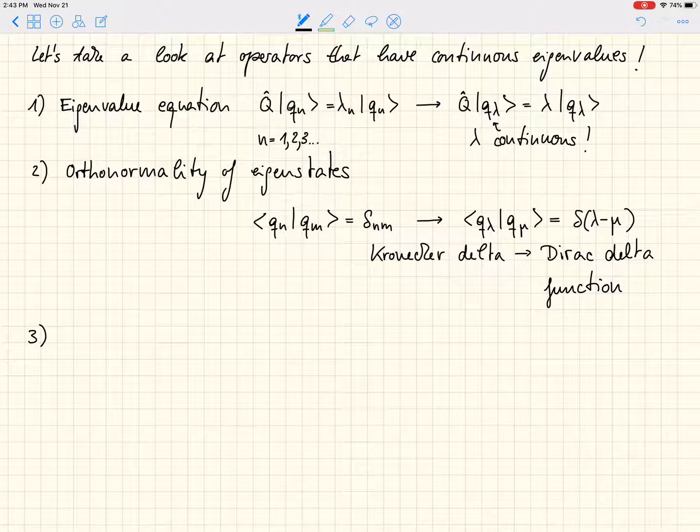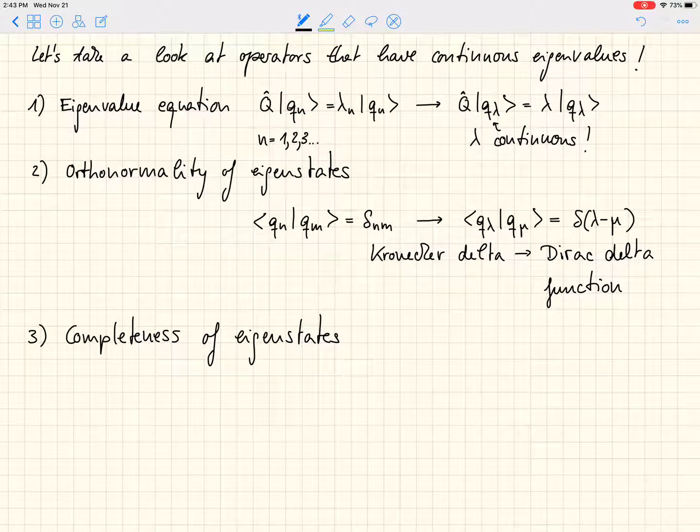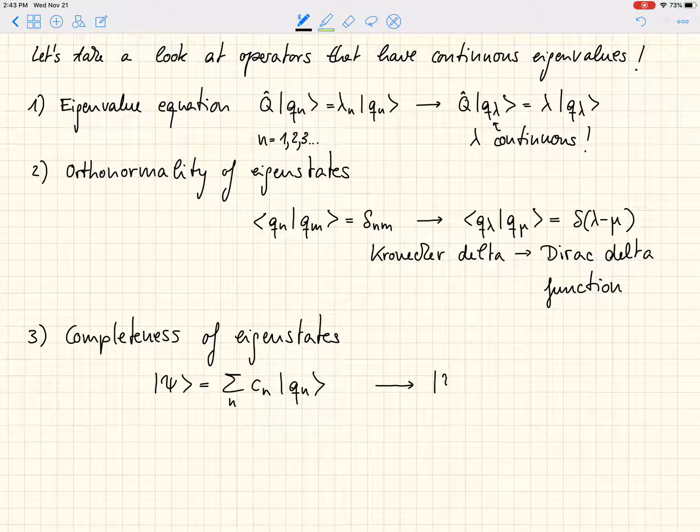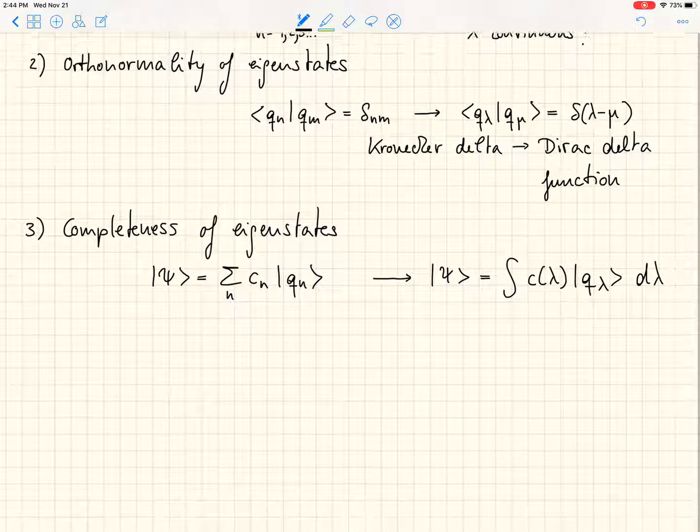Another property is that we learned that the eigenstates to an observable form a complete basis of the Hilbert space the observable is operating on. And so that means that any quantum state in my Hilbert space I can actually decompose or represent in terms of a linear superposition of the eigenstates to the observable Q. And if we, however, have a continuous set of eigenstates and eigenvalues, the sum will take the form of an integral. Like this.